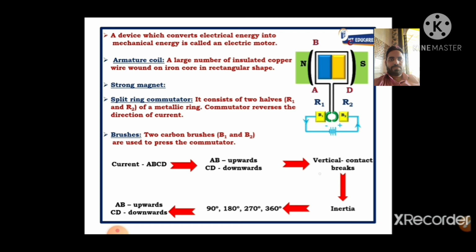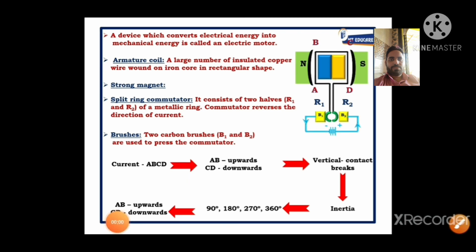Okay, and then a vertical contact will break when it comes to the 90 degree, but still the coil will keep on rotating because of inertia, and again it will come back, connect with the circuit, and it will complete a full circle, that is 90 degree, 180 degree, 270 degree and 360 degree, and finally again the current will pass through this coil, and AB will move upward and CD will move downwards, and in this way the cycle goes on continuously, and in this way the coil keeps on rotating.